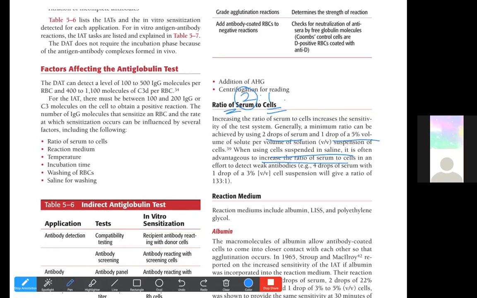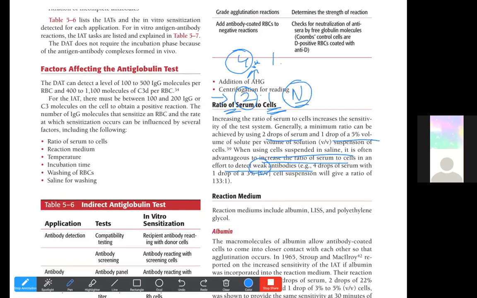in an effort to detect weak antibodies. For normal antibodies, they may give a reaction at 2:1. Even normal antibodies require more of an antibody excess for the reactions to be positive with cells. So for weak antibodies, we can increase this up to a 4:1 ratio, so that even weak antibodies can show a positive reaction.